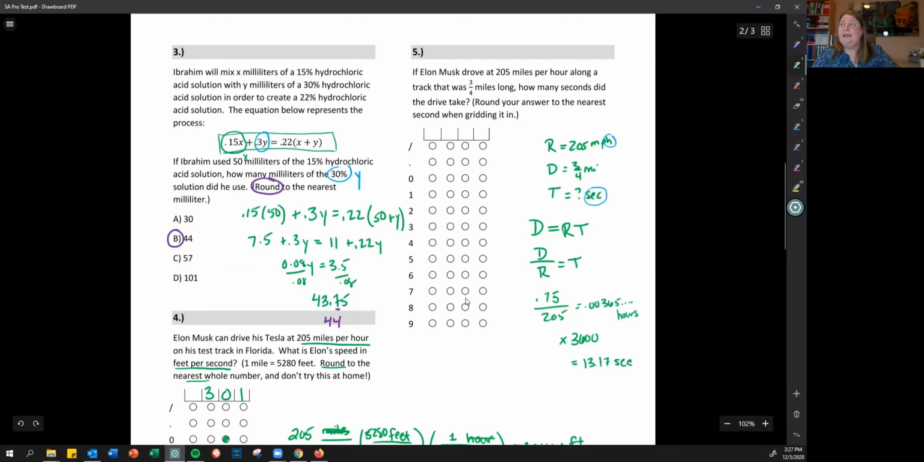And so the last step is just to make sure that you check the rounding. Round your answer to the nearest second. That means the whole number here. It'll be 13. Since this is a 1 after the decimal place, I do not need to round up, so I'm just going to say 13.